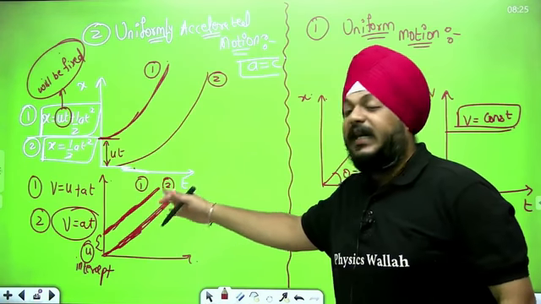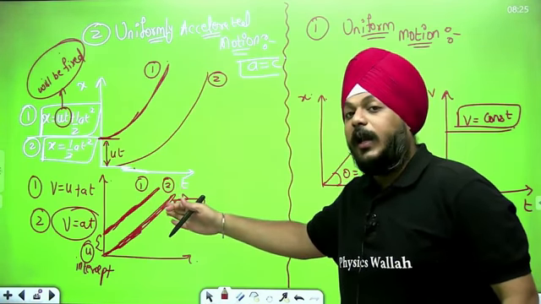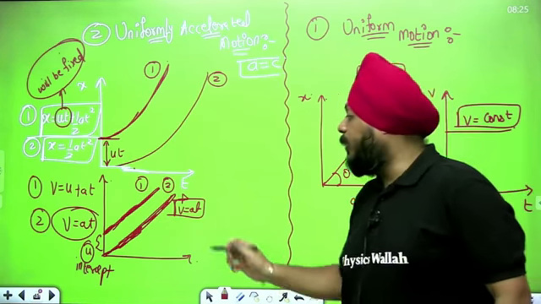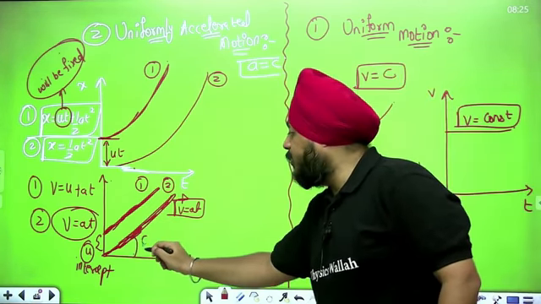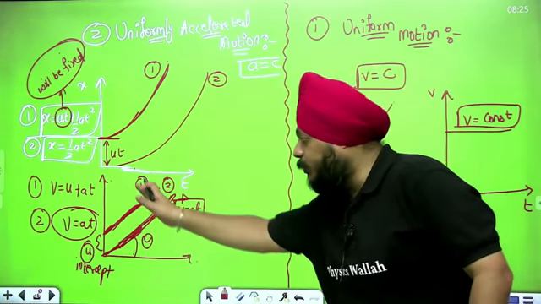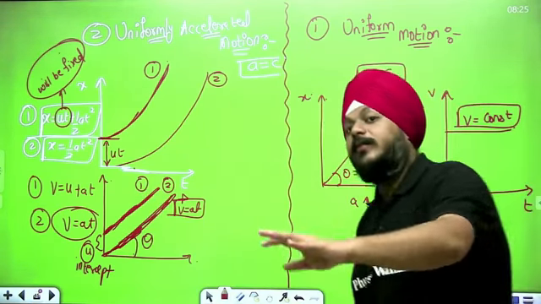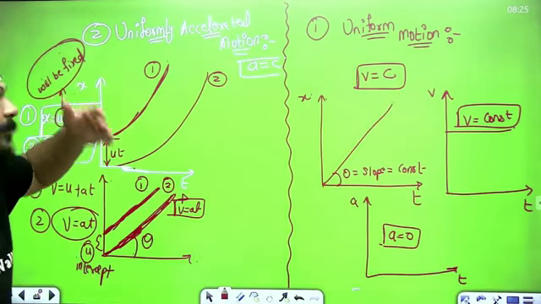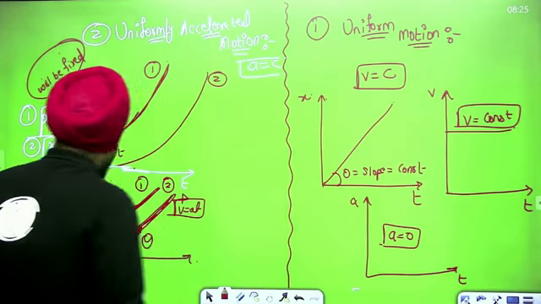If velocity is increasing with respect to time, then the graph is a straight line. If it is decreasing with respect to time, then we are having the negative slope. Here we are having the positive slope, but when the velocity decreases with respect to time, we are having the negative slope.